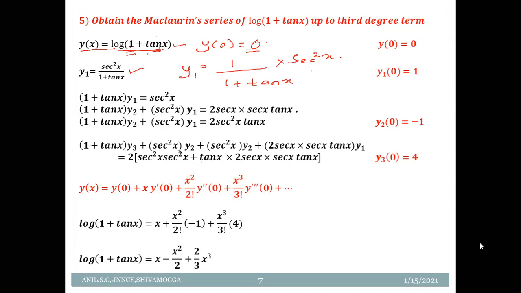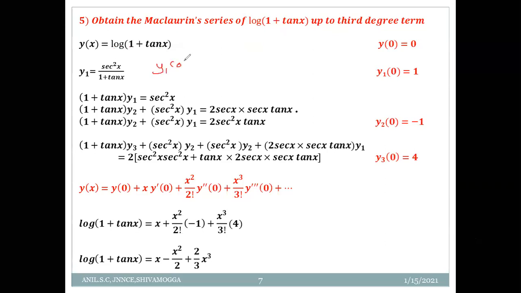Put x equal to 0. When x is equal to 0, this will be y1 of 0. Secant 0 is 1, 1 square is 1, divided by, here tan 0 is 0, 0 plus 1 is 1, and 1 by 1 is 1. y1 of 0 is equal to 1.